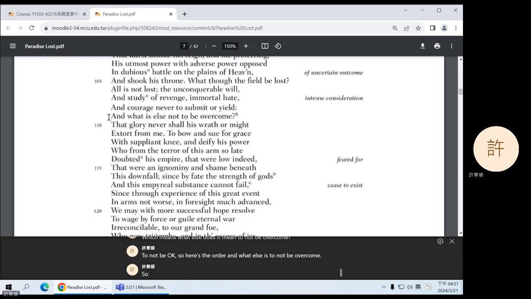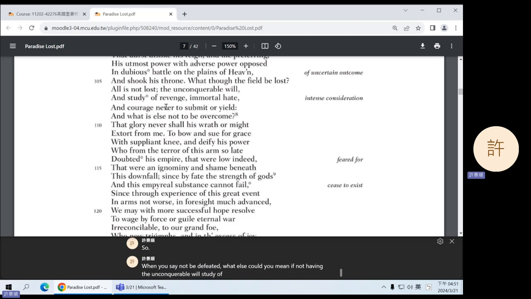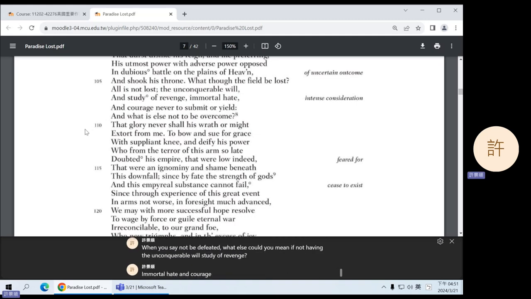So when you say not be defeated, what else could you mean if not having the unconquerable will, study of revenge, immortal hate, and courage? Like, what else could you mean? This is what it means to not be defeated.